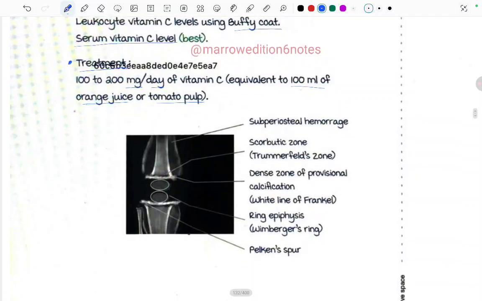This was the image that we were talking about in the X-ray above. This is the subperiosteal hemorrhage. This is the scorbutic zone, that is the Trümmerfeld zone. This is the dense zone of provisional calcification of the white line of Frankel. This here is the ring epiphysis, that is the Wimberger's ring, and this is the Pelkan spur.